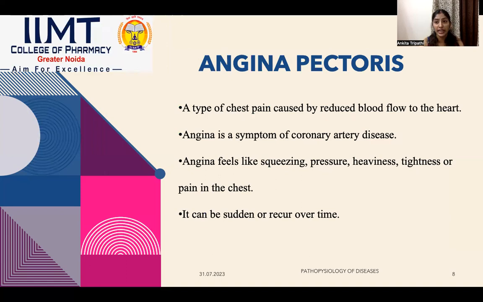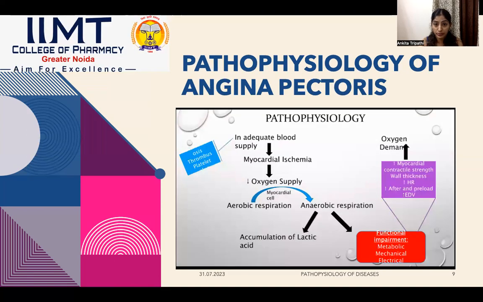Now coming to the third point, that is angina pectoris. Angina pectoris is simply known as chest pain because of the reduced blood flow to the heart. Angina is a symptom of coronary artery disease. There are two words to describe while studying angina pectoris. First is ischemia, second is hypoxia. Ischemia is when there is a reduced blood flow, due to which the oxygen supply to the body or the heart decreases, due to which a sudden chest pain on the left side occurs. This chest pain is known as angina pectoris.